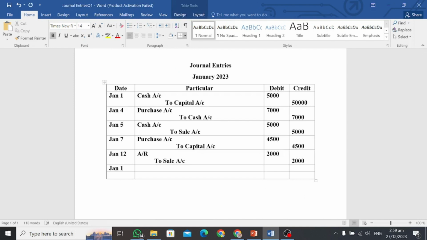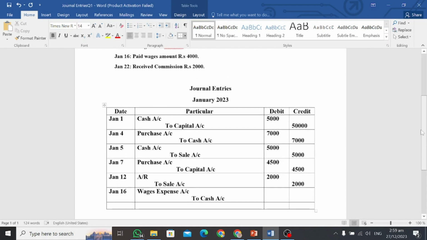So we can write it as January 16, wages expense account to cash account. The amount to be debited is 4,000. The amount to be credited is 4,000.